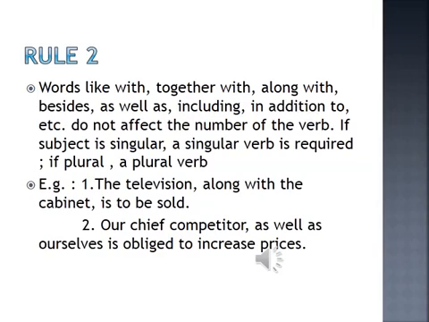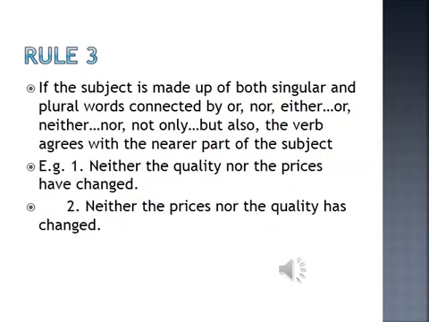Whenever words like with, together with, along with, besides, as well as, including or in addition to are used, they will not affect the number of the verb. So you have to find out at first what the subject is. If the subject is singular, a singular verb has to be used. If it's plural, a plural verb has to be used.